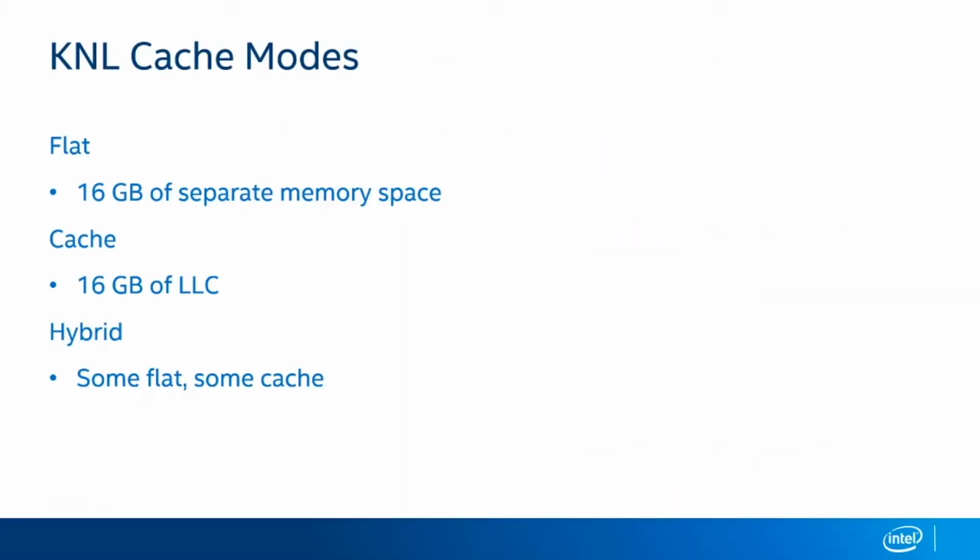In addition to being able to configure the clustering mode, the MCDRAM configuration on the KNL is also configurable. So there are 3 primary types of configuration that we have. We have flat, cache, and hybrid. To this day, I'm yet to see a practical example of someone using hybrid mode, so I will not talk about hybrid, but I want to mention flat mode and cache mode.